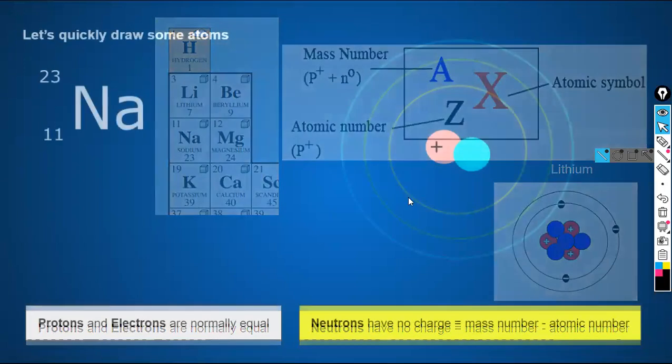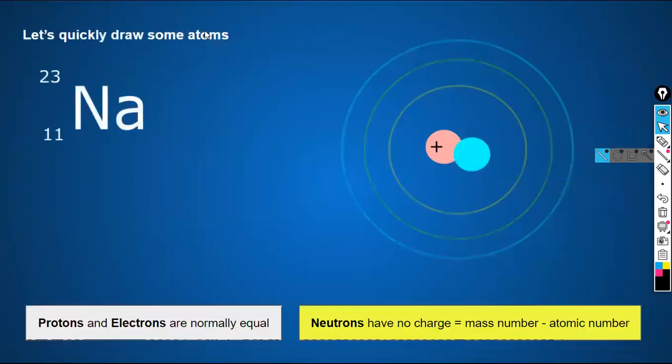All right. So let's just quickly draw some atoms and refresh your memory on some of the work you may have done in Form 2, whether it was chemistry or simply integrated science at that point in time. So here we have an element. Anybody wants to tell me what's the name of this element? It's an easy question, but just to get everyone talking. What is Na? All right. This would be sodium, right?